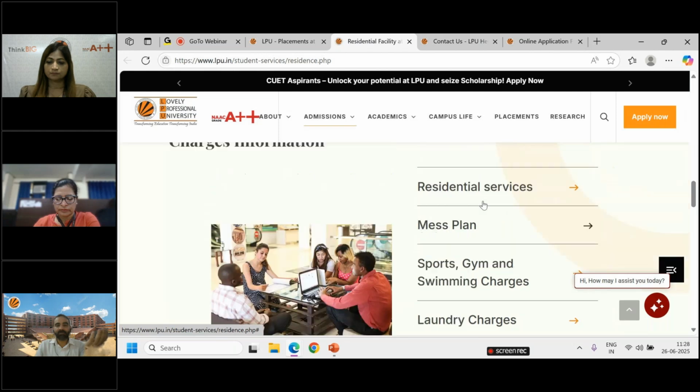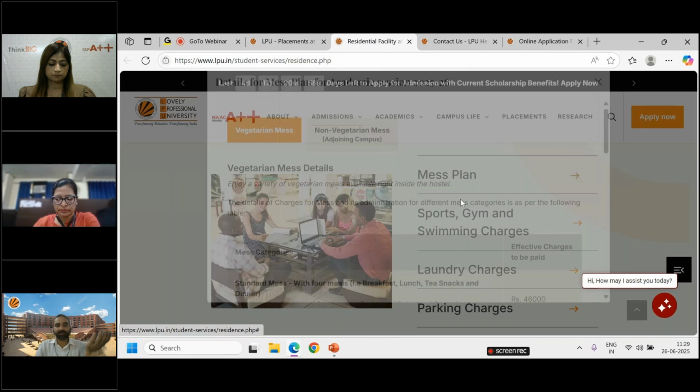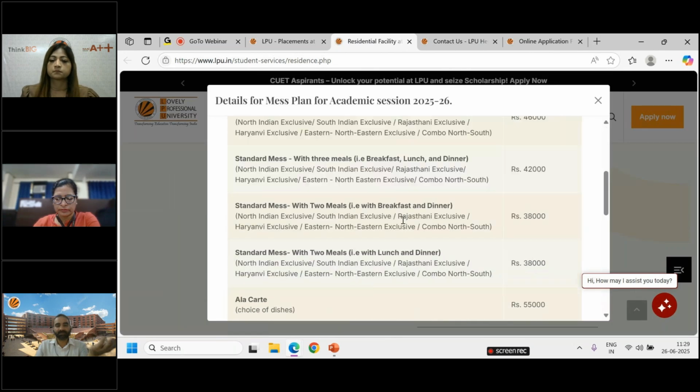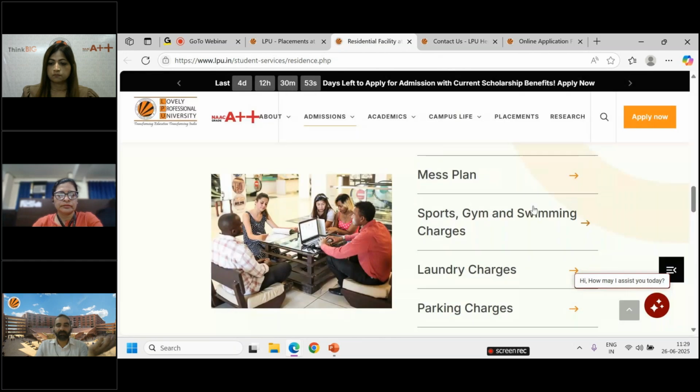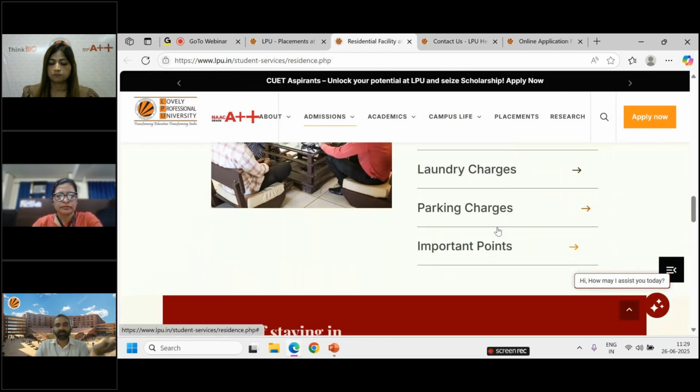And if you want to know more about the mess facility, here you can click, and these are the mess facilities we offer to the students. Again, we have laundry charges. These are optional. It's not mandatory for the students to pay. If you opt for laundry, then only you need to pay.